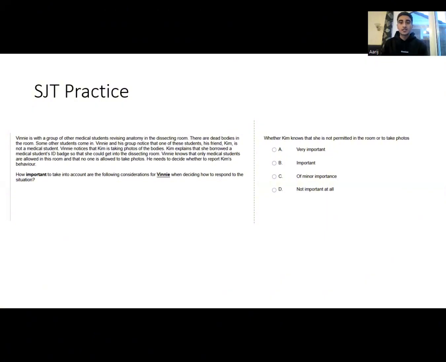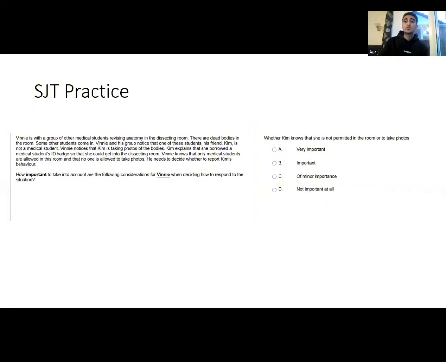is because whether or not Kim knows that she's permitted in the room is not important at all, because Kim has accessed, more importantly, an unauthorized area by deception. She's using another student's ID badge. She's pretending to be someone else. It's a breach of security, effectively. But more importantly, she's in an area that she shouldn't be in, because she's not a medical student, is she? So she shouldn't be in such a place.